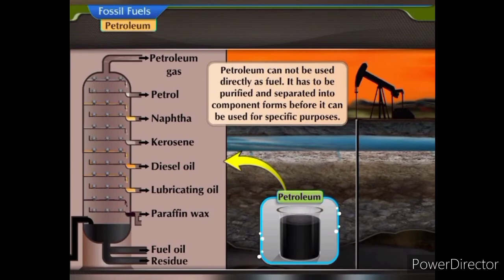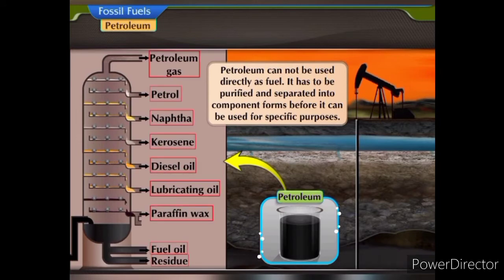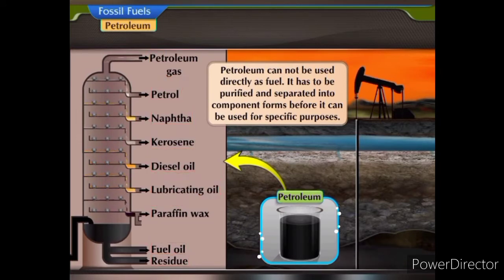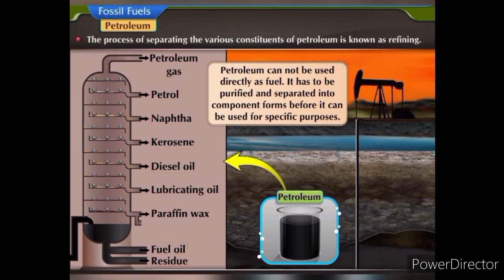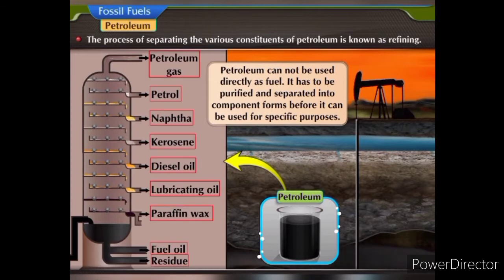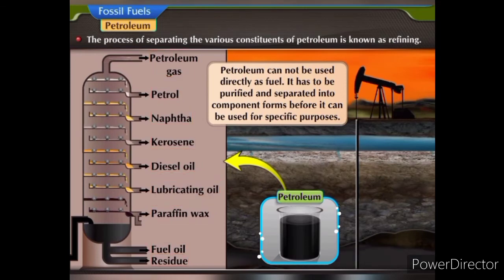Petroleum cannot be used directly as fuel. It has to be purified and separated into component forms before it can be used for specific purposes. The process of separating the various constituents of petroleum is known as refining. It is carried out in a petroleum refinery.